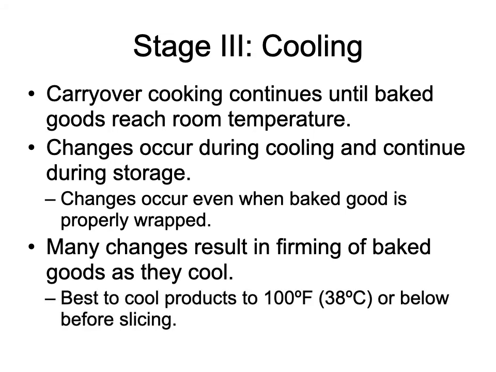It is best to cool products down to about 100 degrees or below before slicing, getting them down to room temperature. You'll get better results when it comes to portioning and cutting your items. If you try to cut, let's say, brownies when they're first out of the oven, you'll usually tear them and make a mess. If you wait, let them firm up or chill them, they will cut much better.